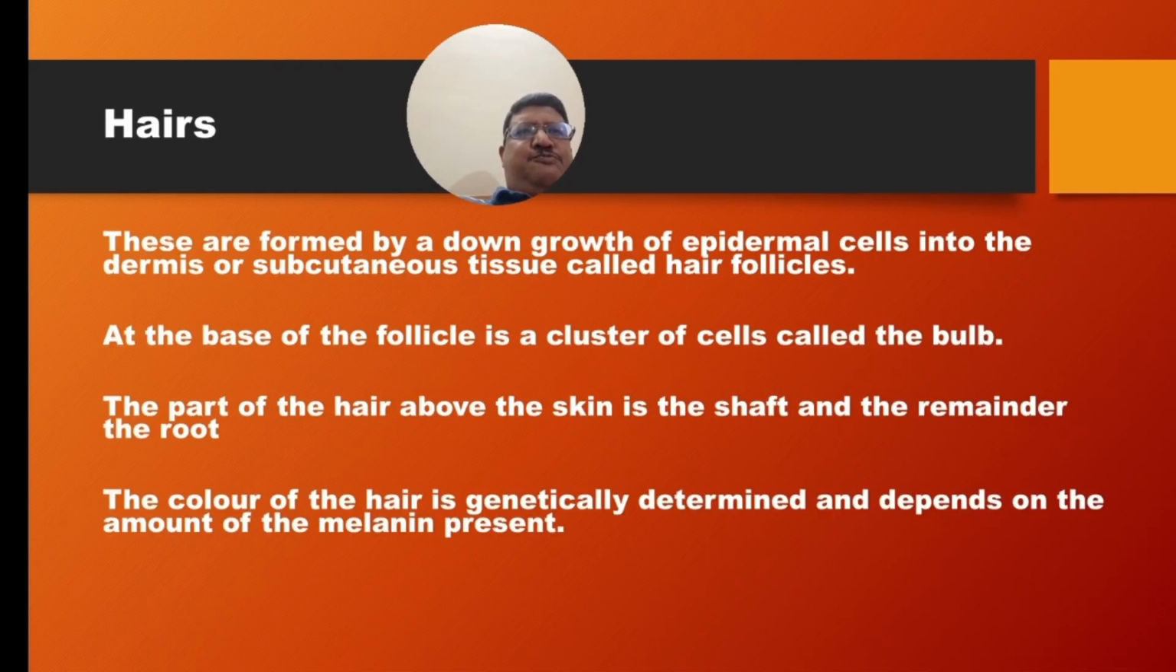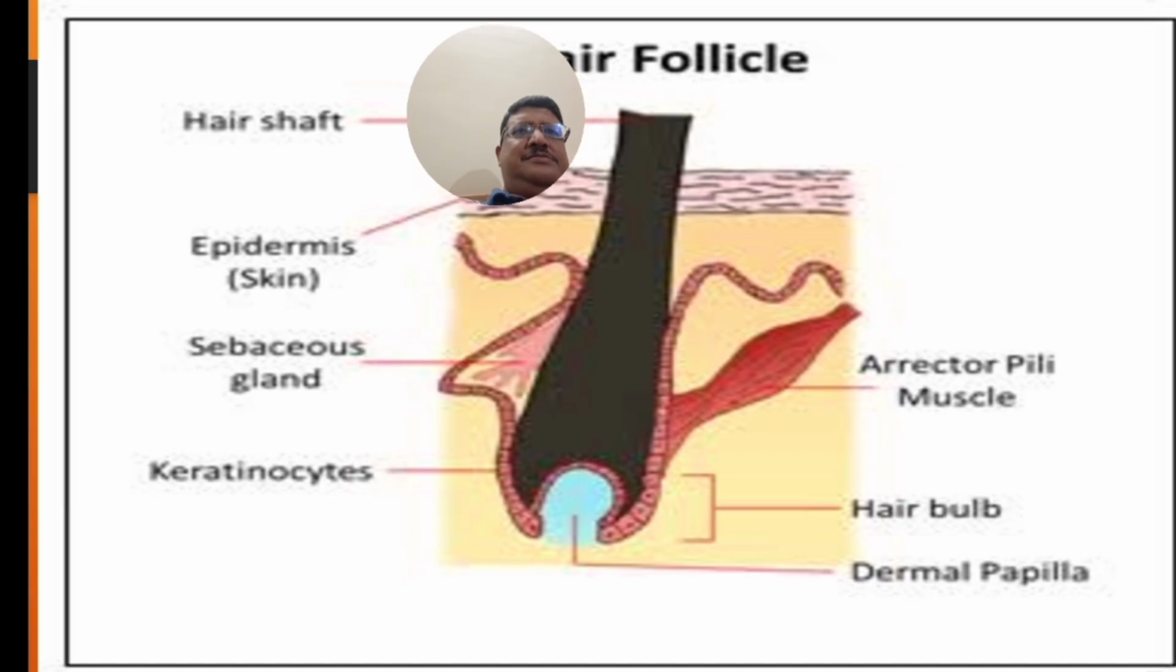Hairs. These are formed by down growth of epidermal cells into the dermis or subcutaneous tissue, called hair follicles. At the base of the follicle, there is a cluster of cells called a bulb. The part of the hair above the skin is the shaft, and the remainder is the root. The color of the hair is genetically determined and depends on the amount of melanin present.